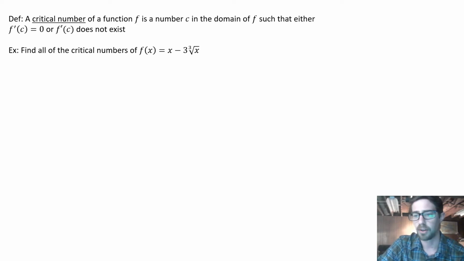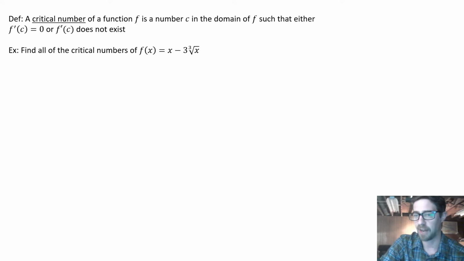We're going to find all the critical numbers of f of x equals x minus 3 times the cube root of x. So with basically every problem in this entire chapter, in this entire section, the very first thing you're going to do is take the derivative. You're going to need it for something. That's why we spent so much time on these things. So right off the bat, just find f prime.